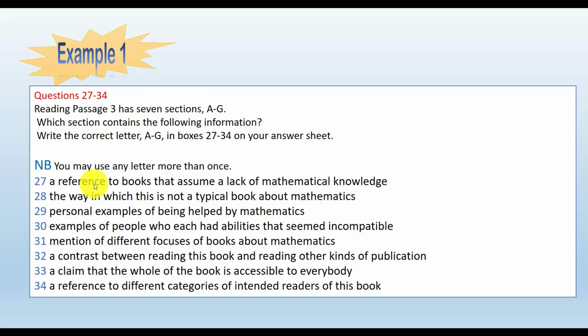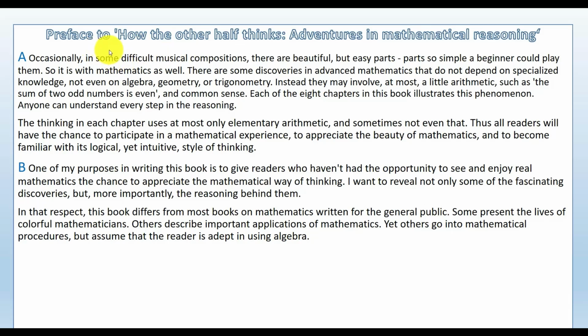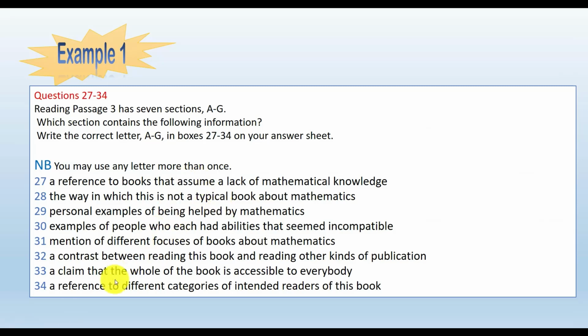This is an example, and I chose it from reading passage 3 on purpose, in order to have a difficult example and show you that you can handle even the most difficult and complex questions in your IELTS reading. Now, the first thing you need to do is just look at the title, okay? Preface to How the Other Half Thinks: Adventures in Mathematical Reasoning. Okay, it is about something to do with mathematics and thinking. Okay, now that's enough. Now let's start and choose our signals.